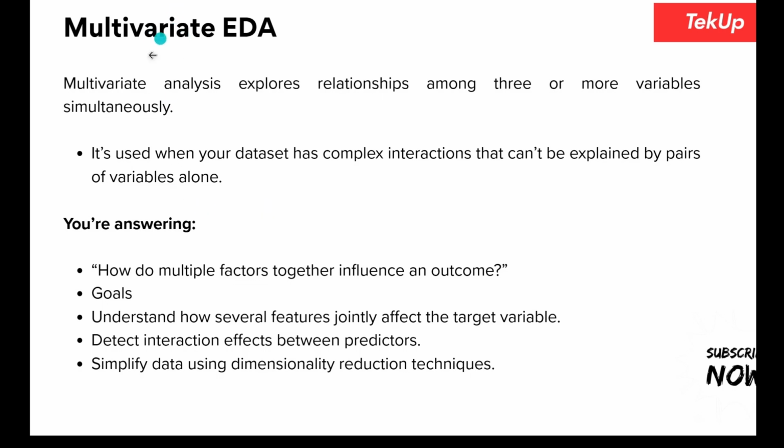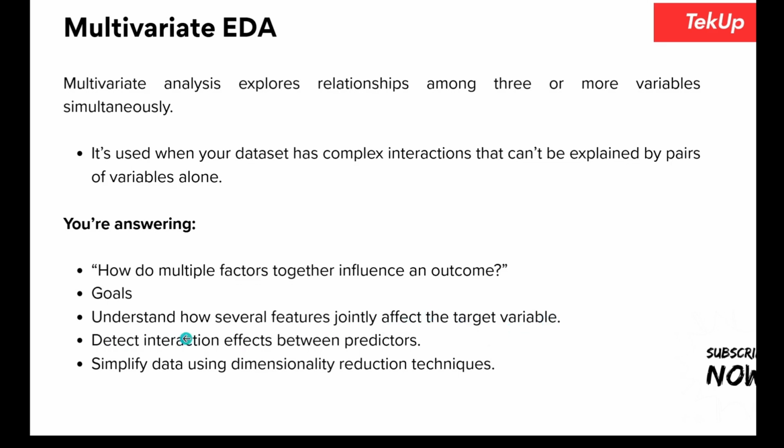When you're performing your multivariate EDA, we are trying to answer questions like, how do multiple factors together influence an outcome? Now, the goal of performing a multivariate EDA could include trying to understand how several features jointly affect the target variable.